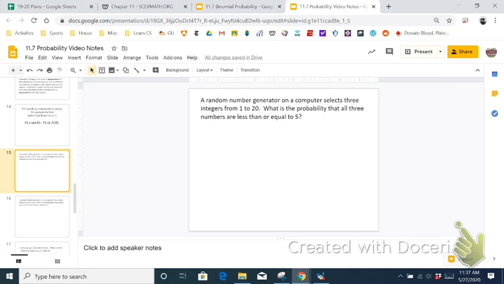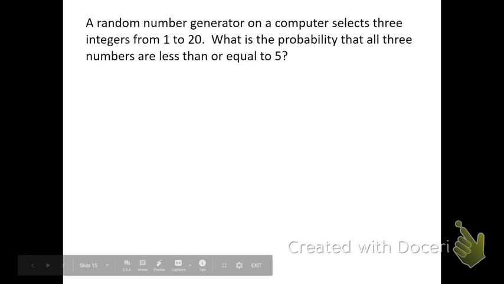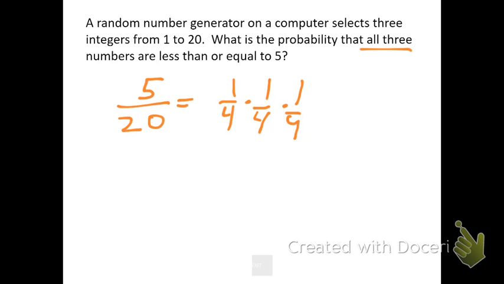Okay, so now, what's the probability, if I did that, that all 3 numbers were less than or equal to 5? Since they're independent events, I'm going to multiply them together. Alright, so we got 1, 2, 3, 4, 5. There's 5 ways to get a number less than or equal to 5 out of 20 numbers. So on the first click, that'd be 5 out of 20, which is 1/4. And then it'd be times 1/4, and then times 1/4 again, because I'm doing it 3 times. So the probability all 3 numbers are less than or equal to 5 would be 1 out of 64.